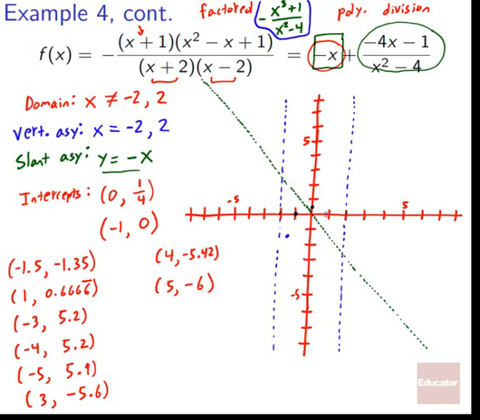So at positive 1, we're at 0.66666, or more accurately 2/3. We also might want to know where we are at 1.5.